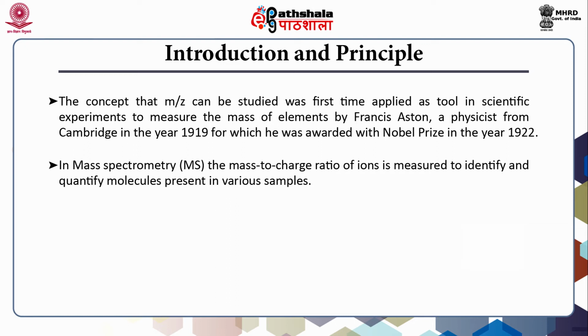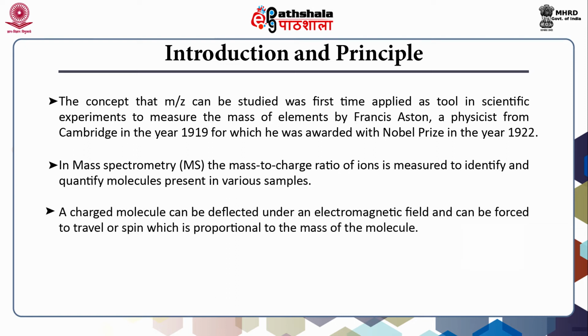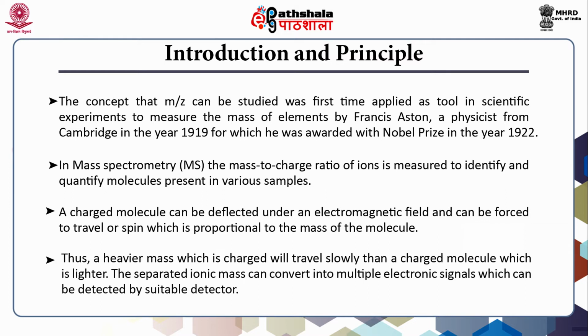So, in this case, a charged molecule can be deflected under an electromagnetic field and can be forced to travel or spin, which is proportional to the mass of the molecule. Thus, a heavier charged mass will travel more slowly than a lighter charged molecule. The separated ion mass can be converted into multiple electronic signals which can be detected by a suitable detector.